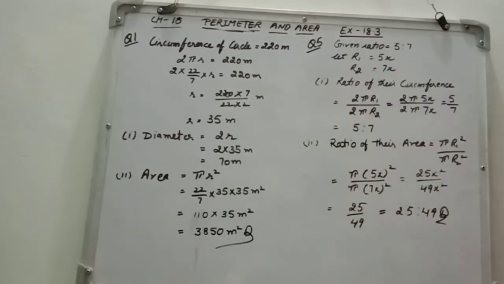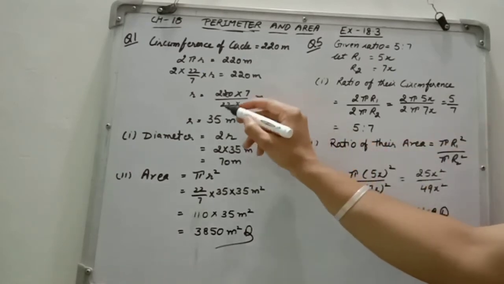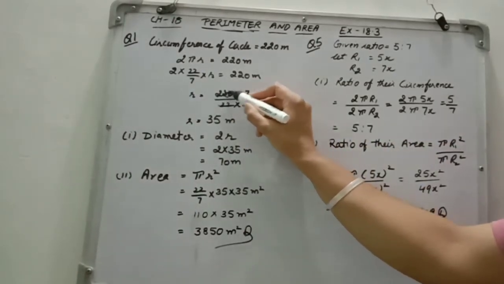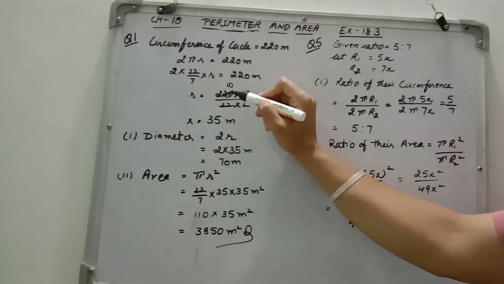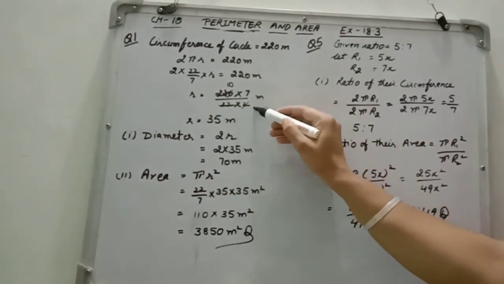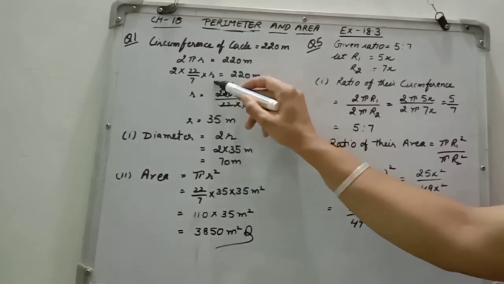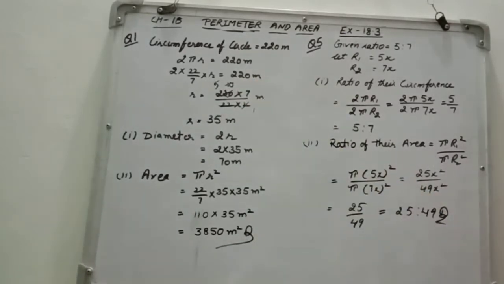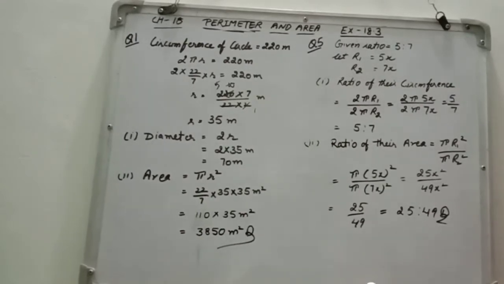So after cutting, 22 tens are 220. So 70 over 2. 2 ones are 2, 2 fives are 10, so 7 fives are 35. So we get radius is equal to 35.